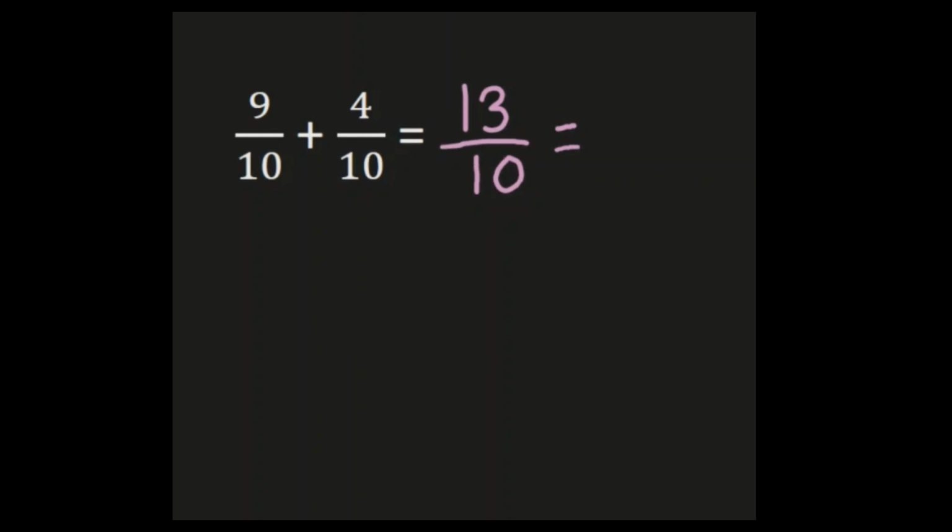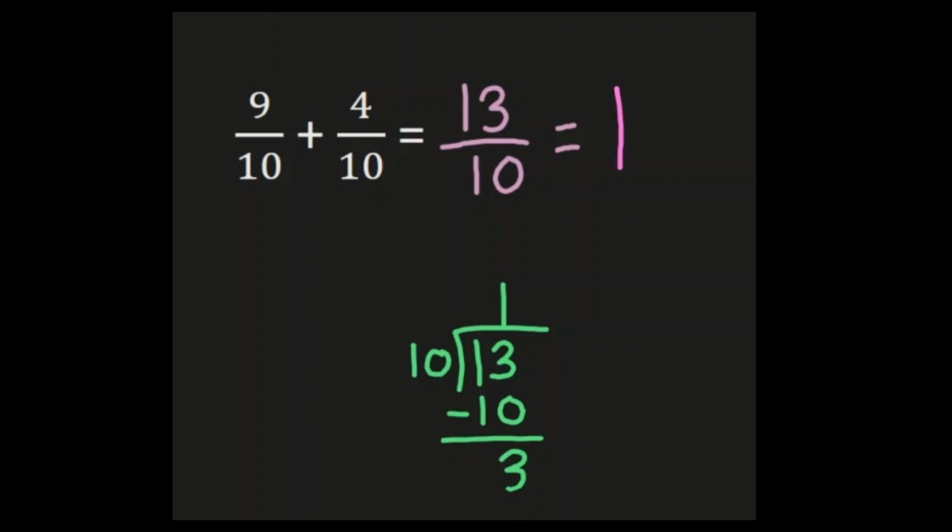And remember, we do that by dividing our numerator by our denominator. So our top in, 13, our bottom out, which is the 10. So 13 divided by 10 is 1. 1 times 10 is 10. And then 13 minus 10 gives us a remainder of 3. So our quotient, the 1, becomes our whole number. Our remainder of 3 becomes our numerator, and our denominator of 10 remains the same. So 9/10 plus 4/10 equals 1 and 3/10.